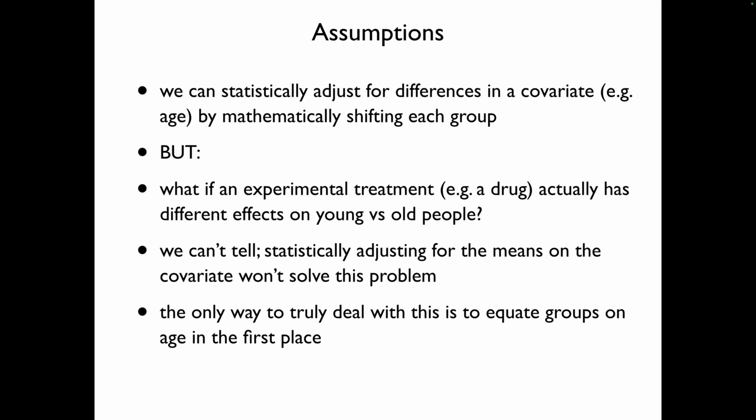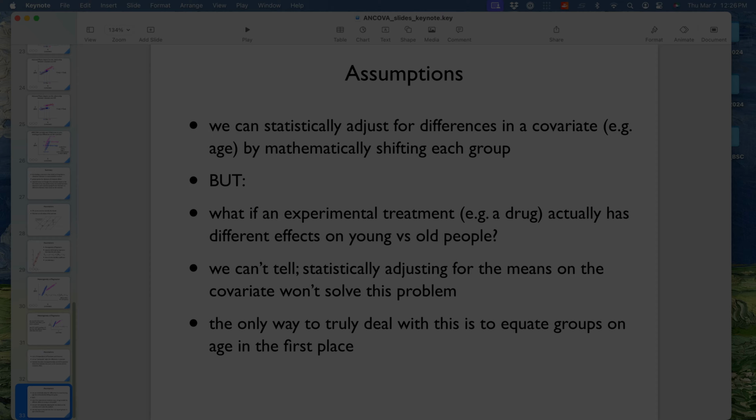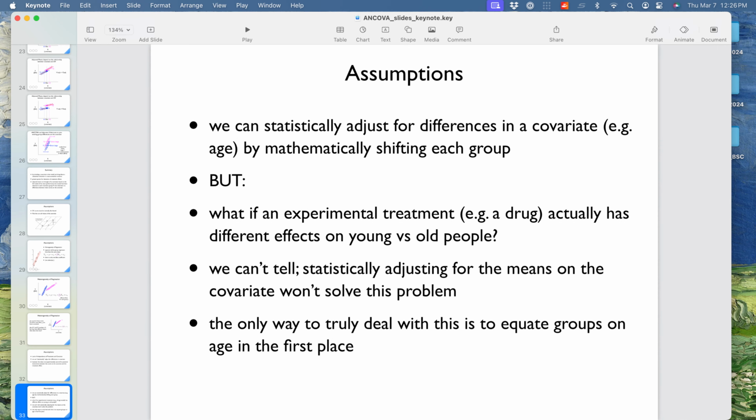Another example, what if the experimental treatment, like if it was a drug, actually has different effects on young people versus old people, right? We can't really tell unless we actually do that experiment. Statistically adjusting for the means on the covariate won't actually solve that problem. The only way to truly deal with it would be to equate the groups on age in the first place. Okay, that was relatively quick that we went through those slides.